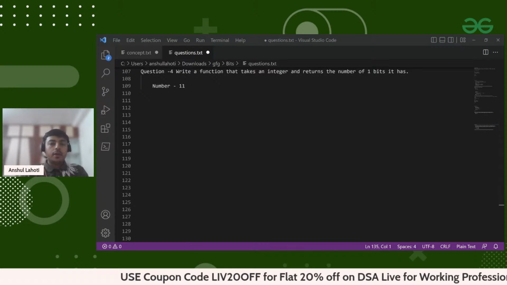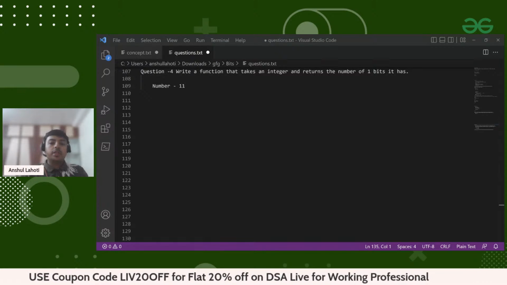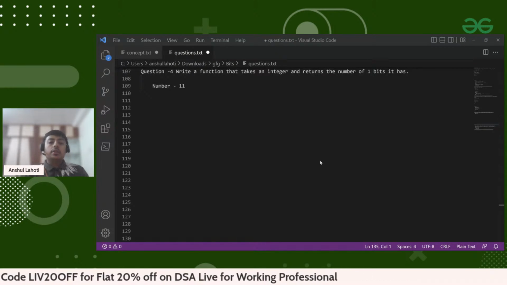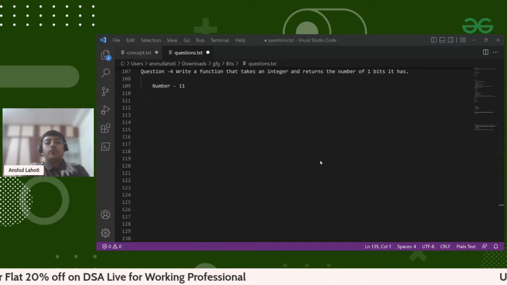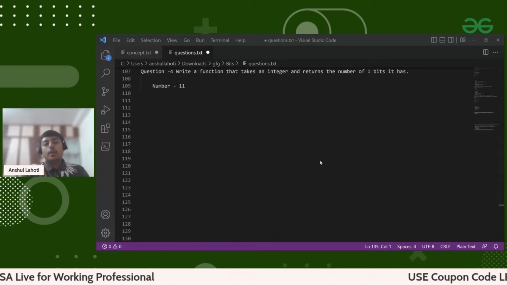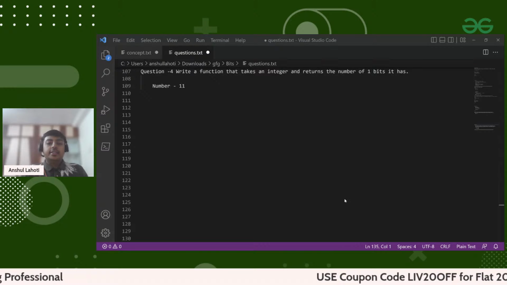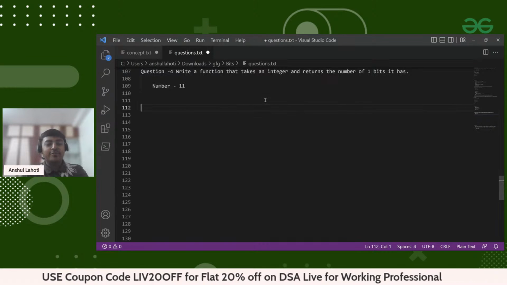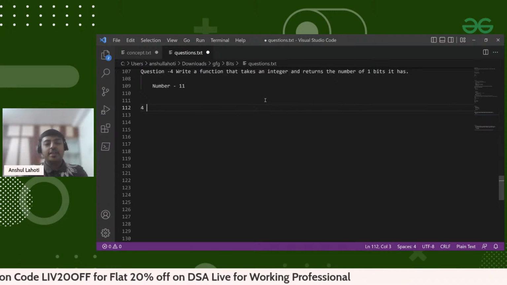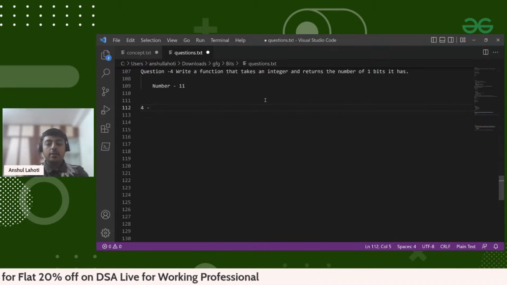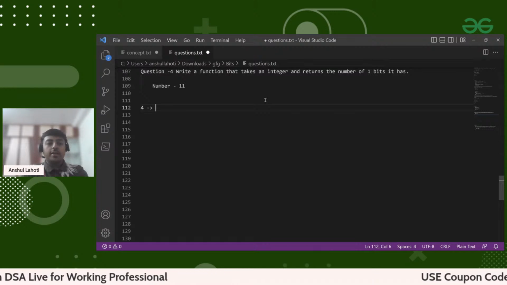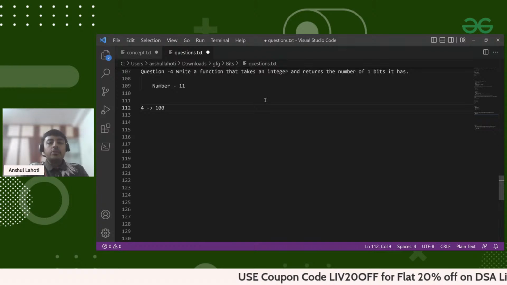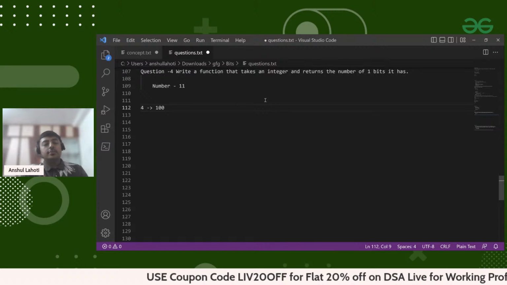I hope you got the question's meaning. It's saying write a function that takes an integer and returns the number of one bits it has. So basically, suppose you are taking a number. Again, it seems like 4 is my favorite number, but I am taking it again. The binary representation of 4 is 100. So the number of one bits in this binary representation is 1.